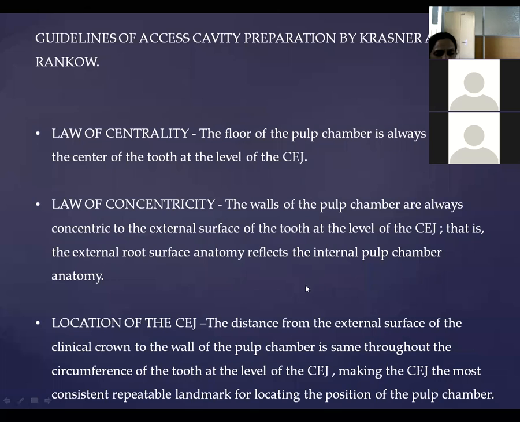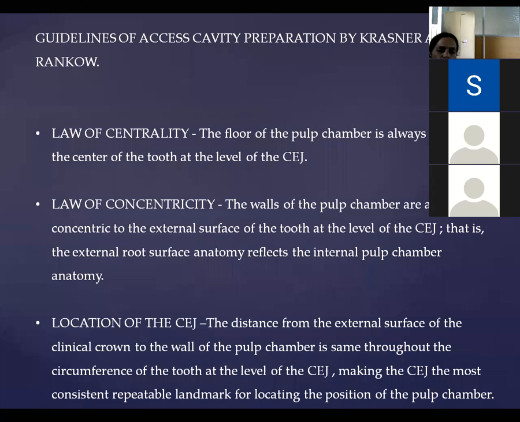At the level of the CEJ, if the external surface of the tooth is rhomboid, then the outline of the pulp chamber will be rhomboid. If the external surface of the tooth is oval, the outline of the pulp chamber at the level of the CEJ will be oval. This is the law of concentricity.